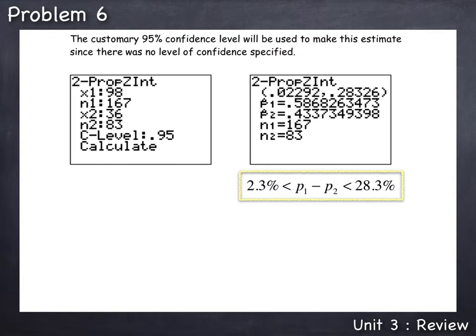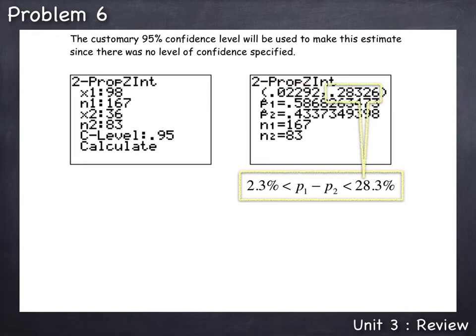The calculator gives us the lower limit as the first number in the interval. In this case, 0.02292. And if we want to estimate this as the difference in the percentage, we convert the decimal answer to a percent by moving the decimal 2 places to the right. And then if we want, we could round off, but make sure we carry at least one extra decimal place. So in this case, since the 9 is over 5, the 2 rounds up to a 3, and our lower limit is 2.3%.